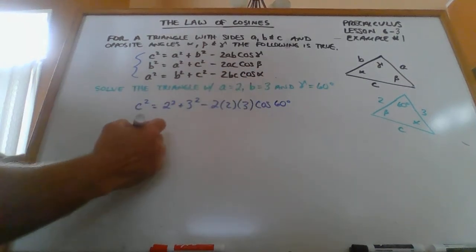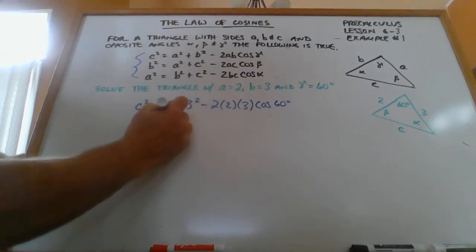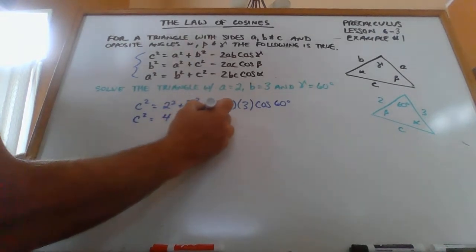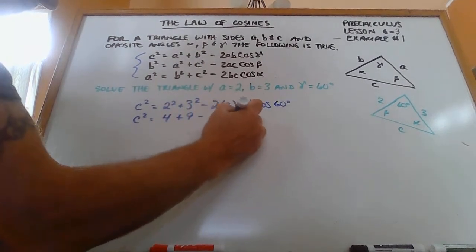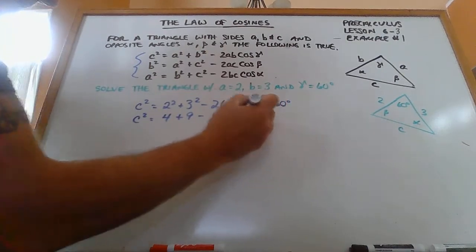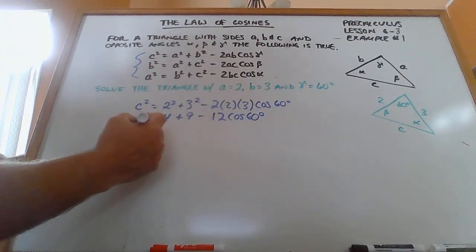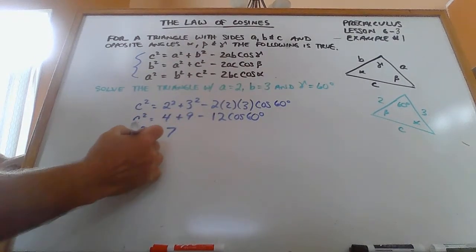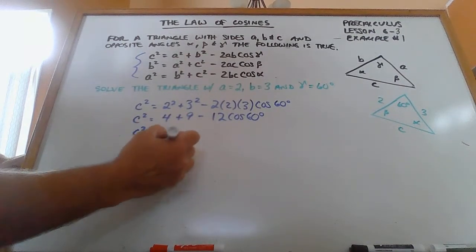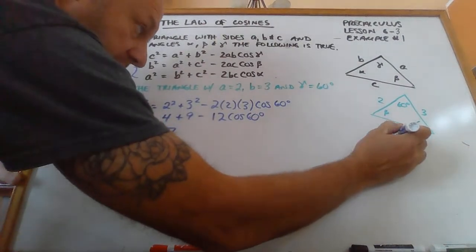You can do it all in one step, or you can go ahead and figure this out. This is going to be 12 cosine 60 degrees. And the C squared comes out to be 7. And then C is the square root of 7. So we can go ahead and put our square root of 7 over here.